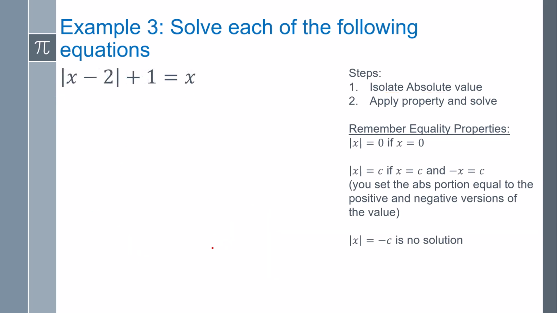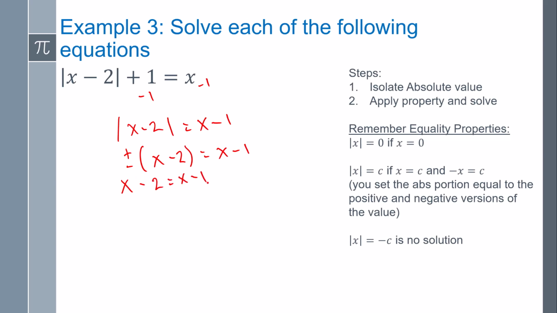Now this can happen in any way, shape, or form. Now I know what you're thinking, oh man, it equals x. It doesn't just equal a number. That's okay. Try and isolate the absolute value. Apply the property. And so now I get positive x minus 2 equals x minus 1. And I get negative x minus 2 equals x minus 1.